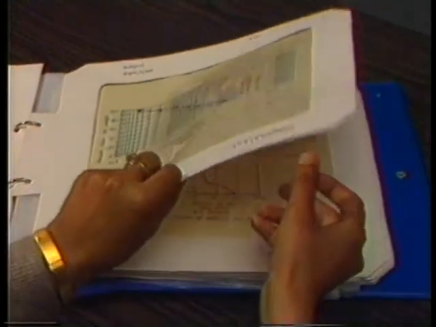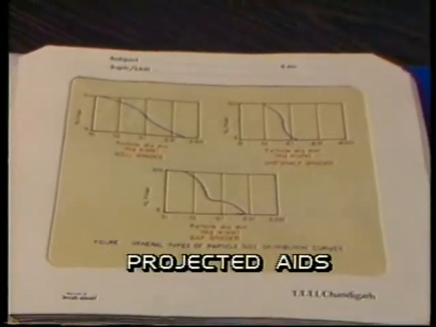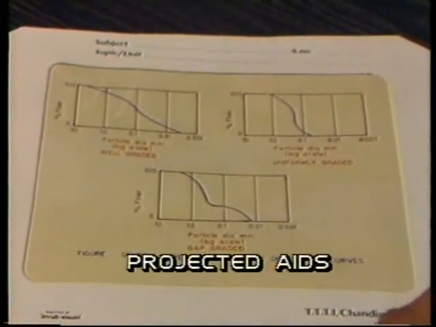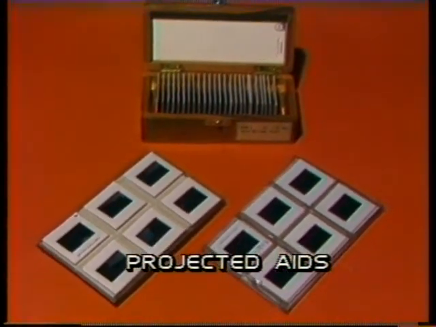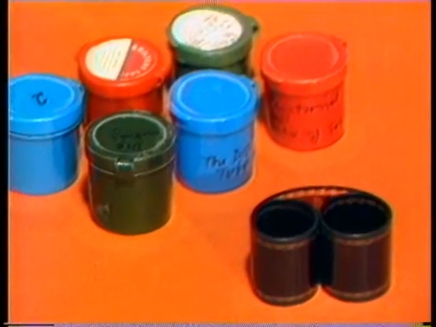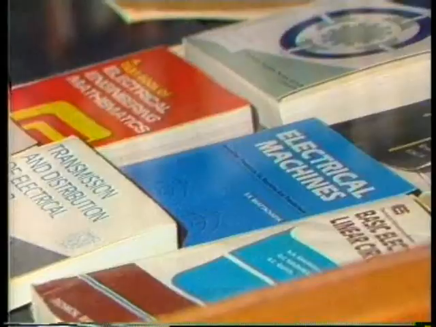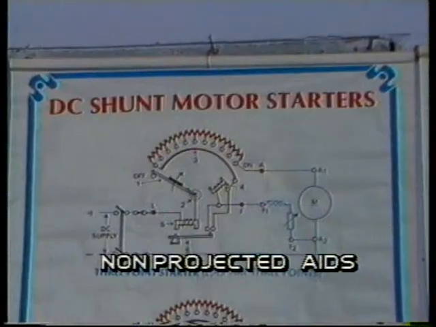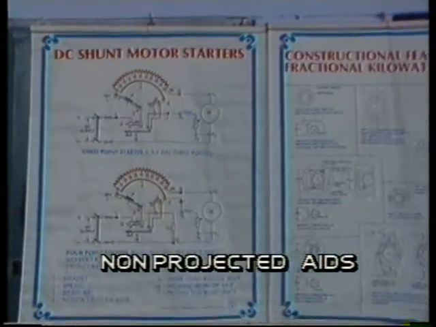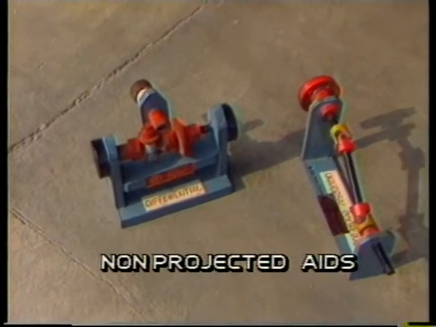Audiovisual aids may be classified as projected and non-projected. The aids which can be projected on the screen are overhead transparencies, slides, and film strips, etc. Whereas non-projected aids are textbooks, charts, and models, etc.